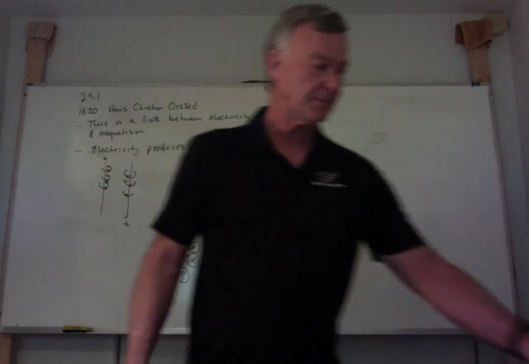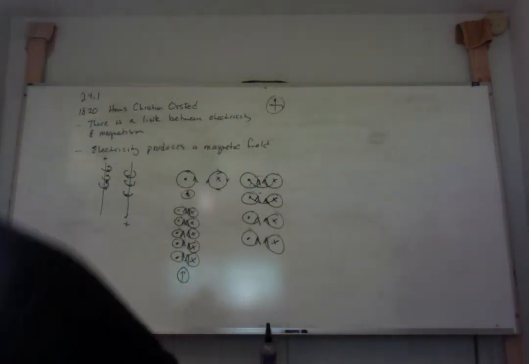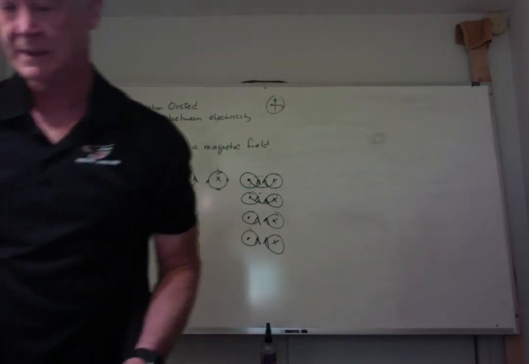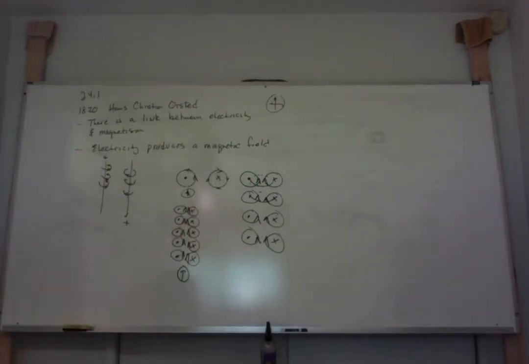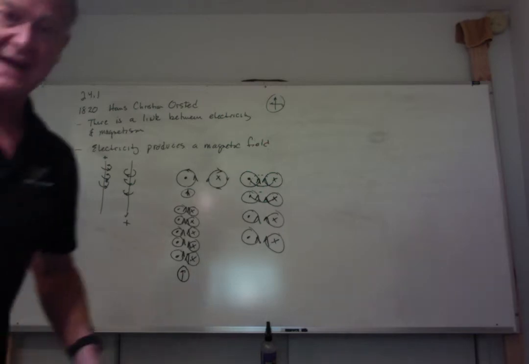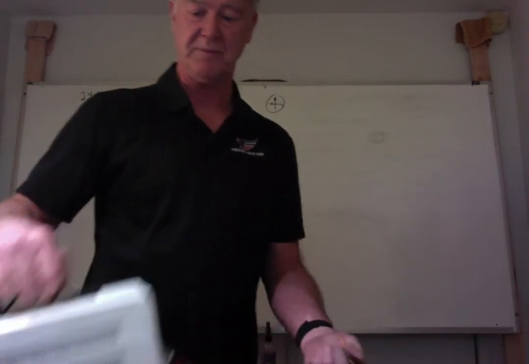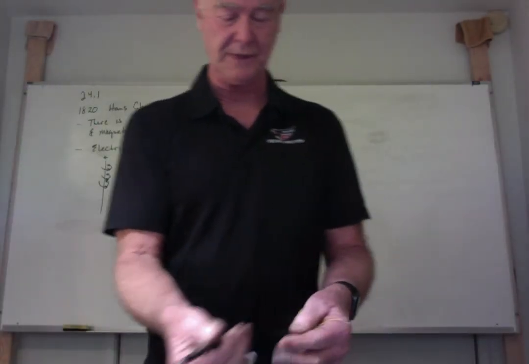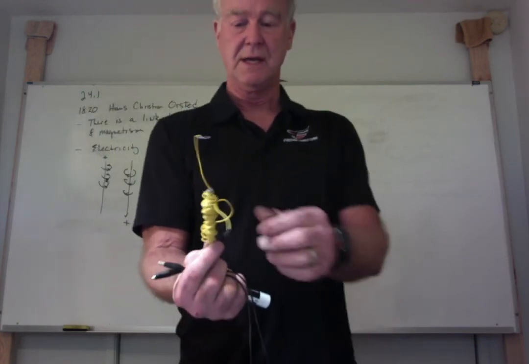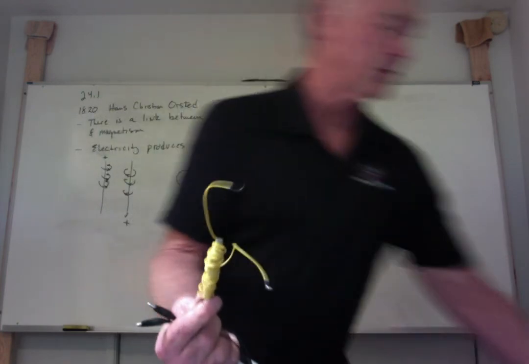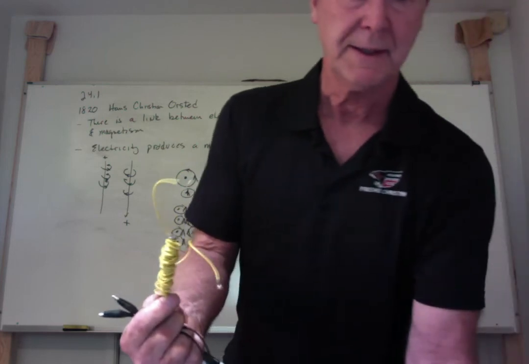Now, let me show you an electromagnet. I have, forgot to plug it in, sorry about that. I have my power source. This is like a big battery. You could do this with a 9-volt battery. I have a nail, and I wrapped a wire around that nail in a loop.